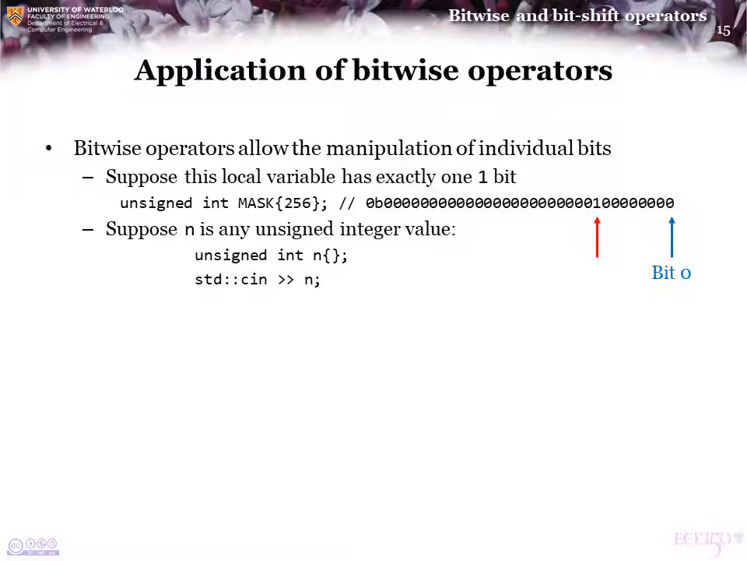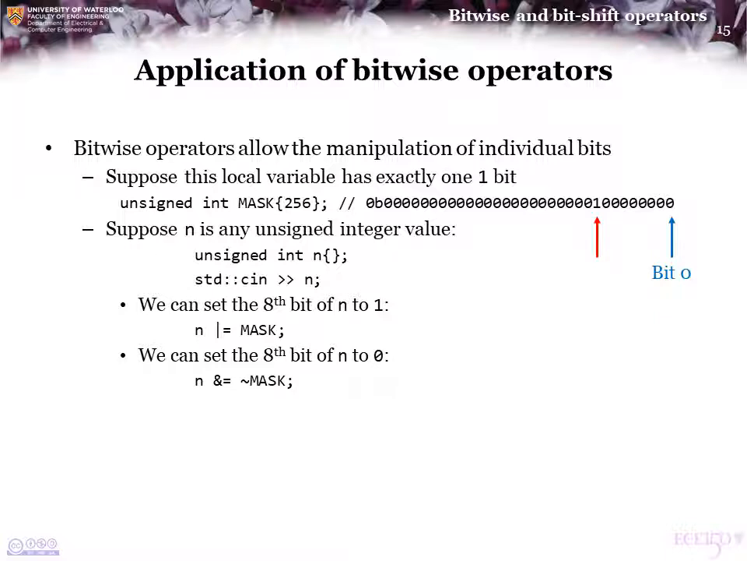Now, suppose n is any unsigned integer value. In this case, I'm just asking the user to give me a value of n. We can set the 8th bit of this unsigned integer n to 1 by simply doing an automatic bitwise OR with this mask. So that will set bit number 8 to the value 1. All other bits of the integer n are left unchanged.